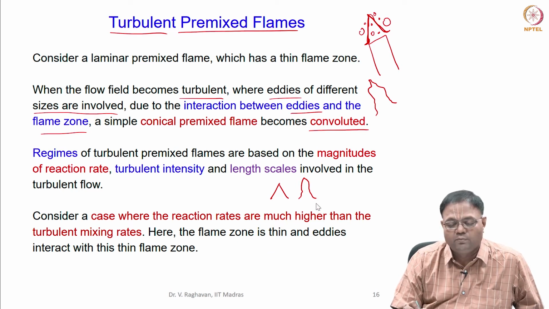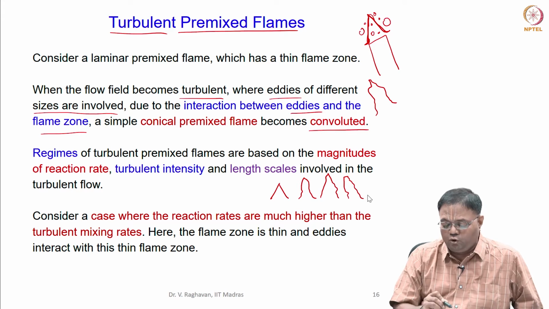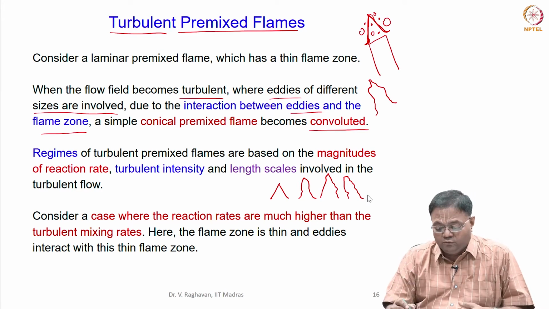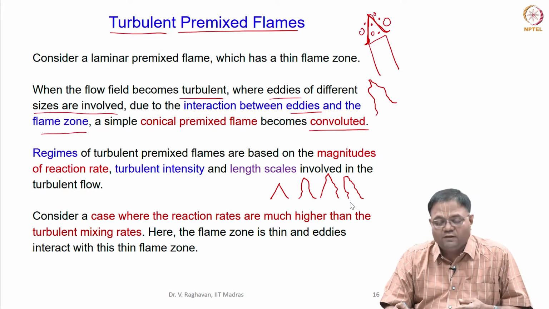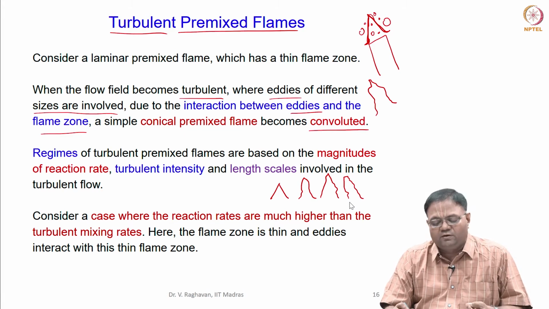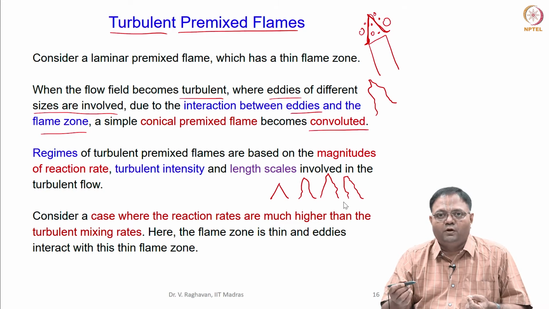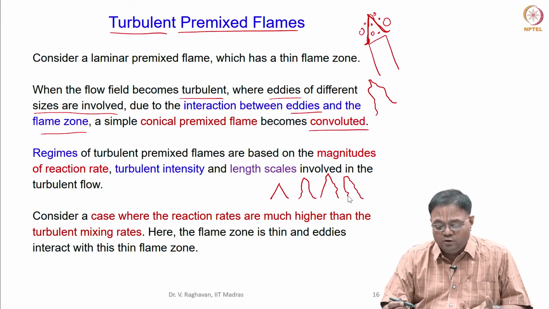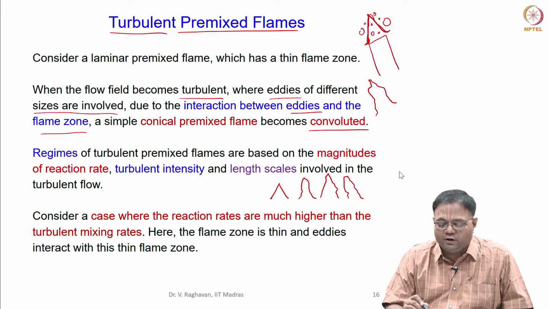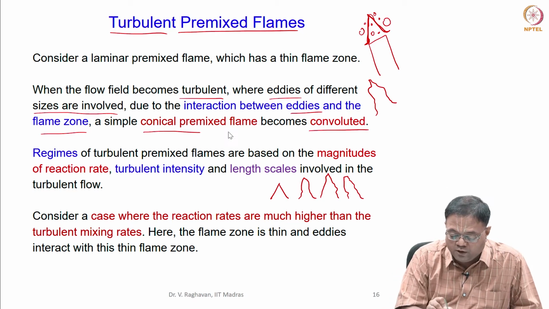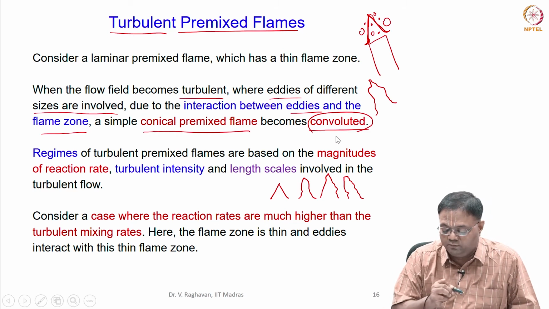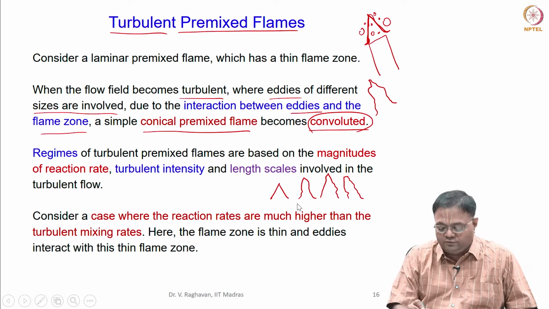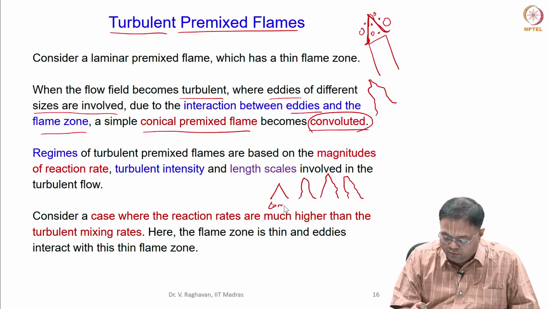So at one time instant it will be like this, at another time instant it will be like this, another time instant it will vary. So there will be fluctuations. In this case what we are assuming is a very thin reaction zone. Eddy size is not smaller than this. So in this case the surface is distorted like this. So the conical premixed flame becomes convoluted.